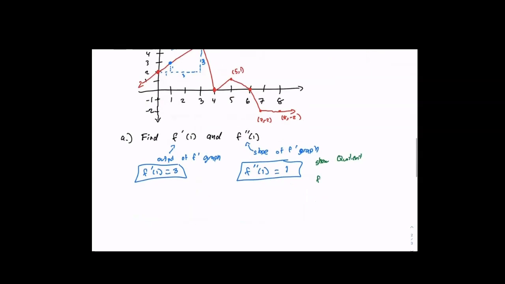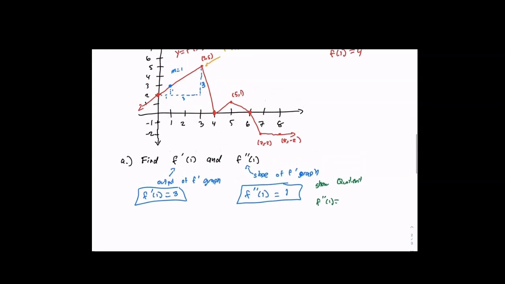So f double prime of 1 is equal to 5 minus 2 over 3 minus 0, which is 3 over 3, which is 1. In other words, you want to show the calculation of the slope. I have seen some AP exam questions where they actually want you to show the calculation. So just to be careful, you'd want to.